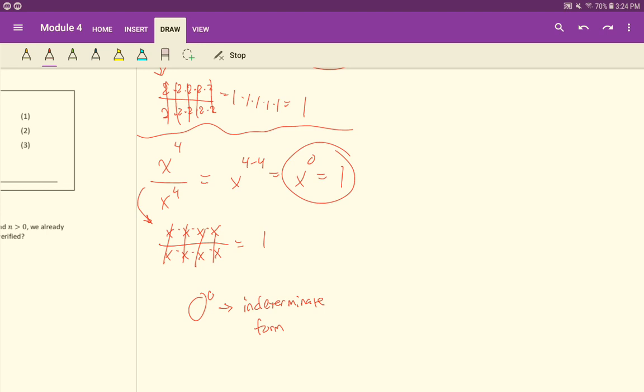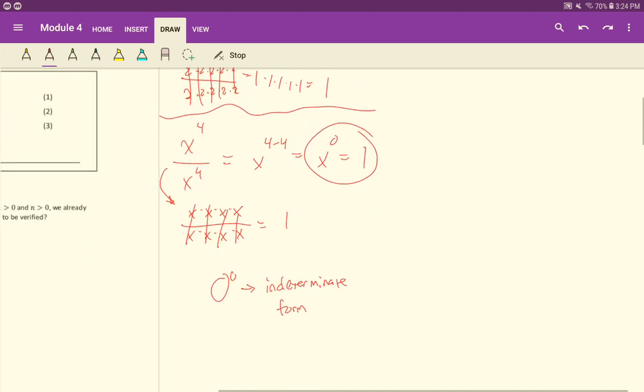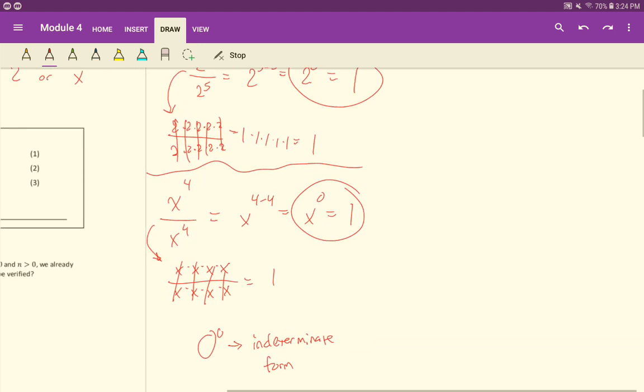That's all I wanted to say with that. We just don't want the base to be 0 there. 0 to the 0 does not necessarily equal 1.